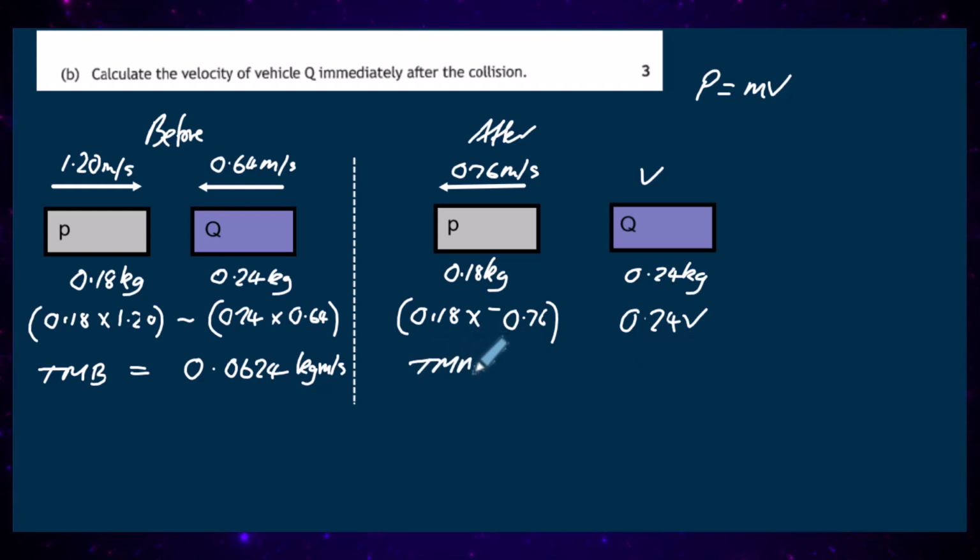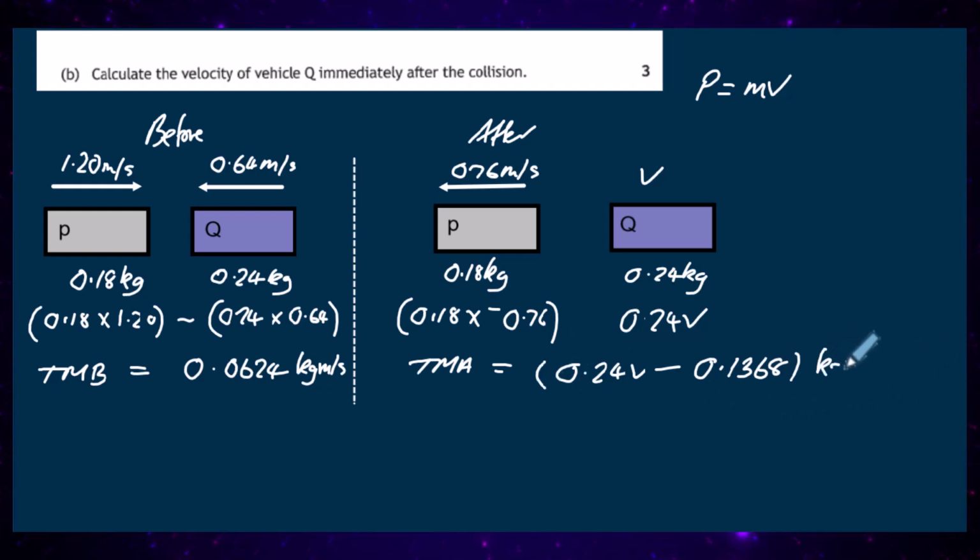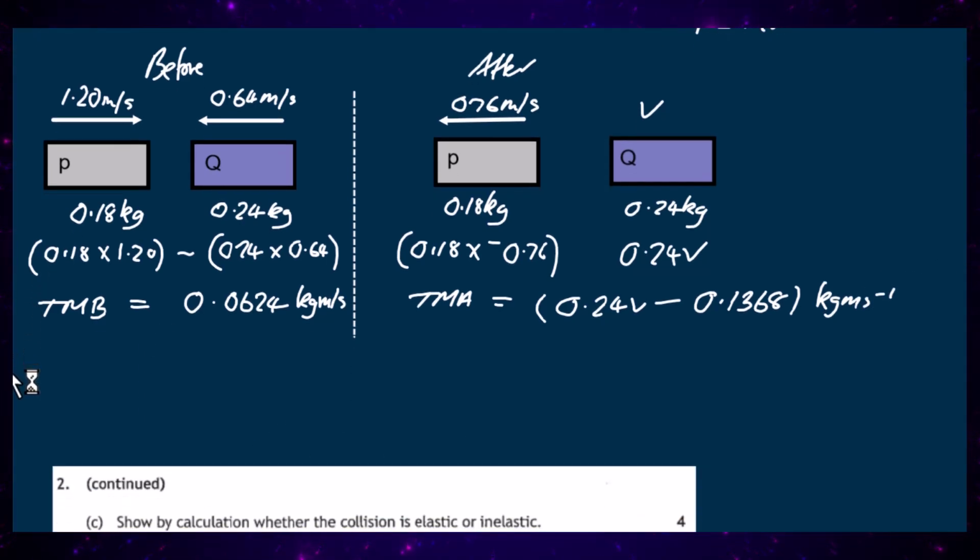Total momentum after is going to be 0.24v take away, and this bracket here, we multiply it out, we get 0.1368. And that's going to be kilogram meters per second as well, so I'll leave that out of the big bracket. I'll put a bracket down there and put in kilogram meters per second for the units of momentum. Now comes the law of conservation of momentum.